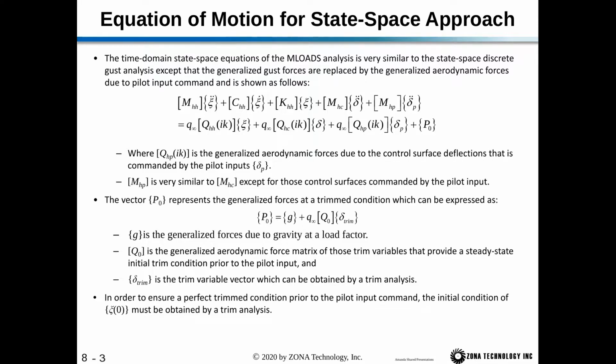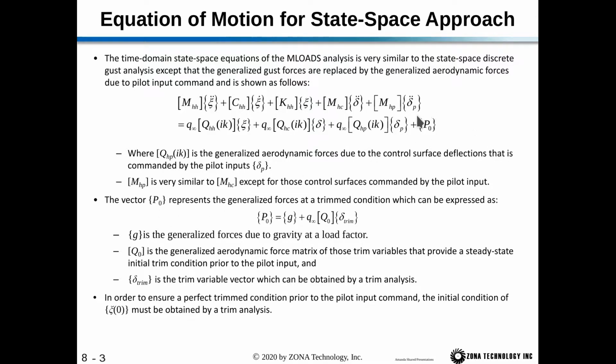And then MHP is very similar to MHC. That's our inertia term up here that I originally skipped, except that's for the control surfaces commanded by the pilot input. So this delta double dot is our closed loop controller. So this gives us the inertia term, and then this delta P is the pilot command. And of course, since the system is linear, you can just think of it as MHC times delta plus delta P.